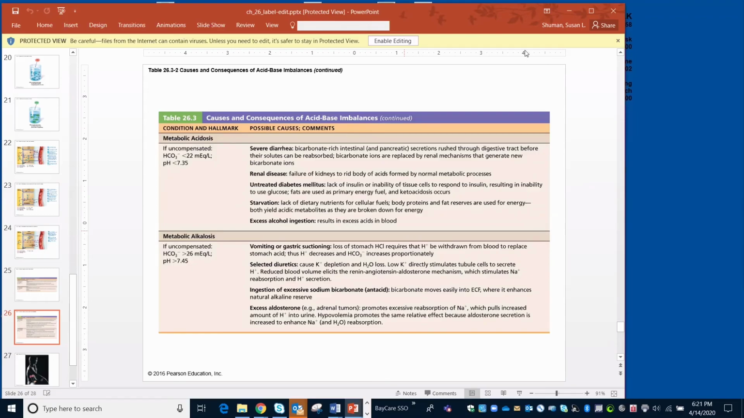When bicarb levels go up, what does it do to pH? It goes up. If it goes down, what does it do to pH? Makes it go down. Okay. I'm seeing pointing downs. So therefore, when you look at these, ROME is a great idea. Respiratory is going opposite. Metabolic is the same, equal.